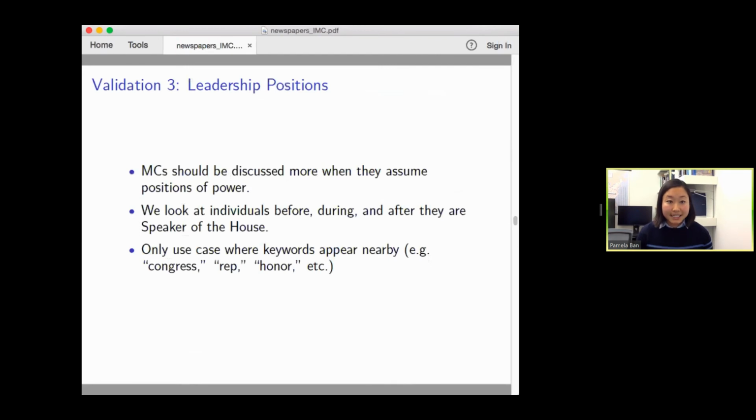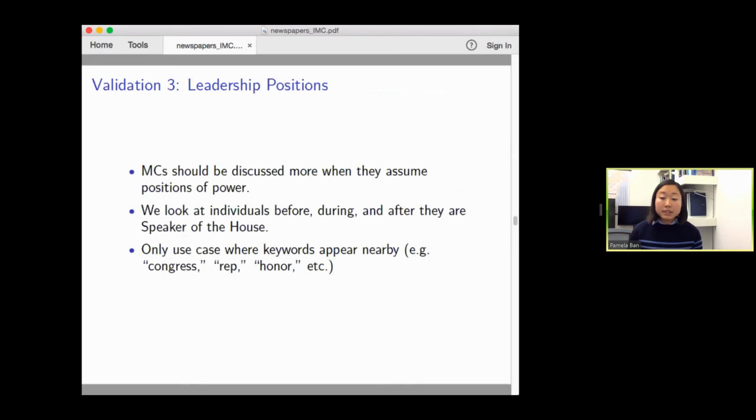The last validation example that I'm going to talk about today deals with leadership positions in Congress. Here we're going to test our newspaper measure to see if it accurately captures the power that members of Congress would be getting when they assume positions of power. We look at members of Congress before they assume a leadership position, that is when they're part of the rank and file, during their leadership position, and after the leadership position. I'm going to show you the example where that leadership position is the Speaker of the House. We also do this for the minority leader.